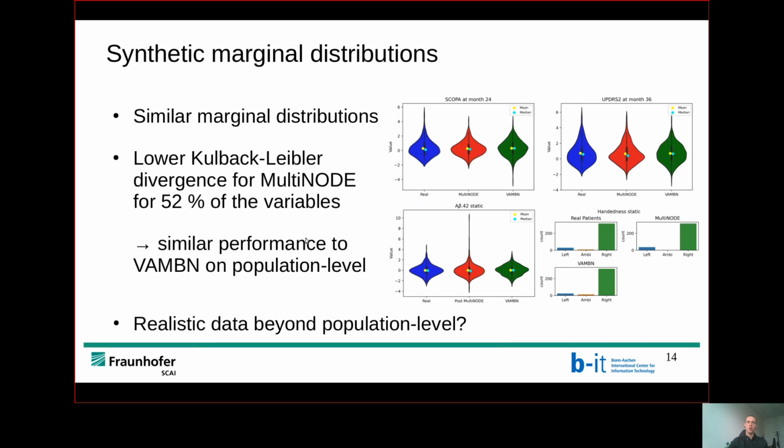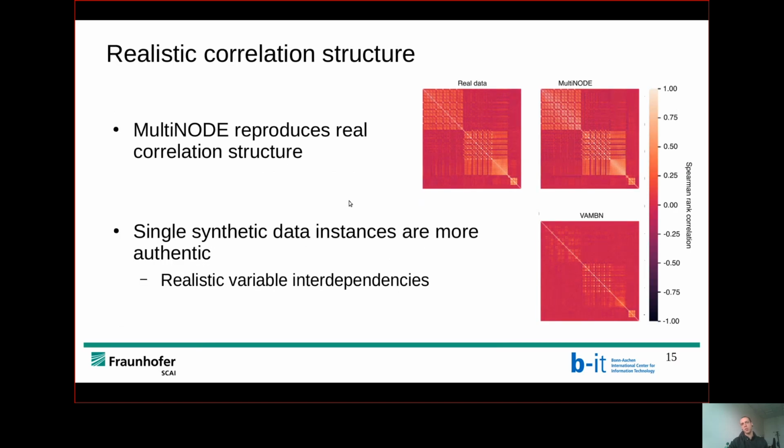And therefore, it's really important that we look into the variable interdependencies, for example, represented through the correlation structure that we found in the data. So here we have 3 heat maps, each showing the Spearman rank correlation coefficients for each the real data and the synthetic data sets. And we can directly see at first sight that the correlations are better captured by multinode compared to the Wamben approach, which again means that if we synthesize single instances, they are more realistic coming from the multinodes because their variable interdependencies are more accurately captured.